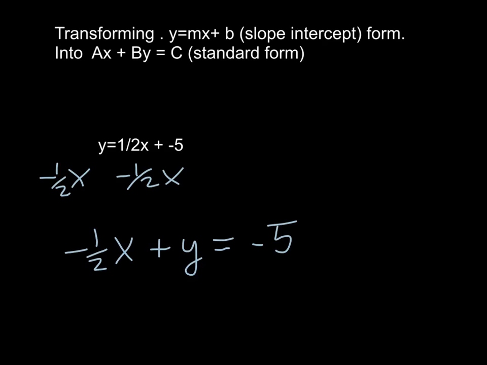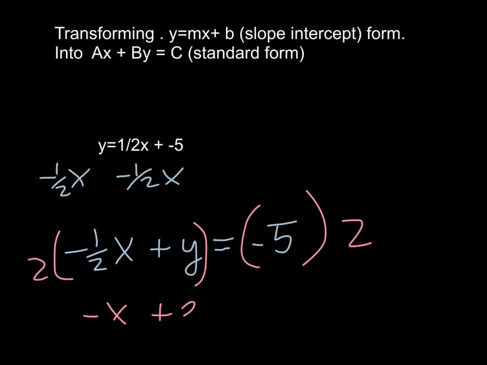Now you're close here, but you're not quite in standard form because, again, of the fraction. So you see the denominator of the fraction is 2. It's not always going to be 2. I've been using 2 in this example, in this video. Times 2, times 2, is negative x plus 2y equals negative 10. Now you're in standard form.